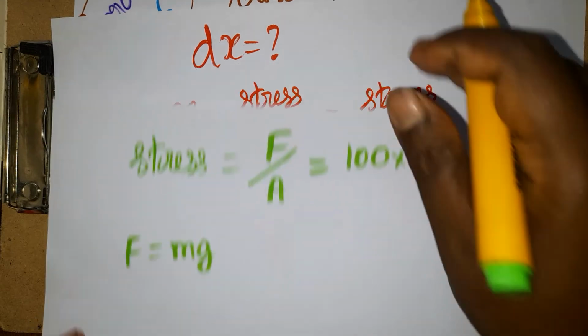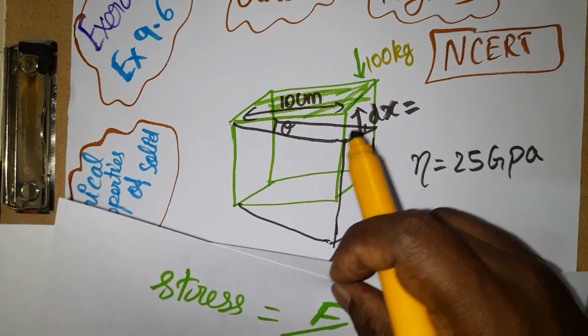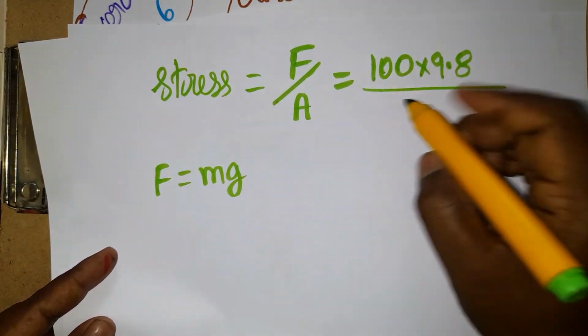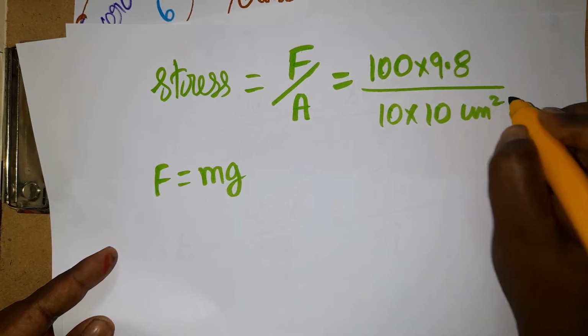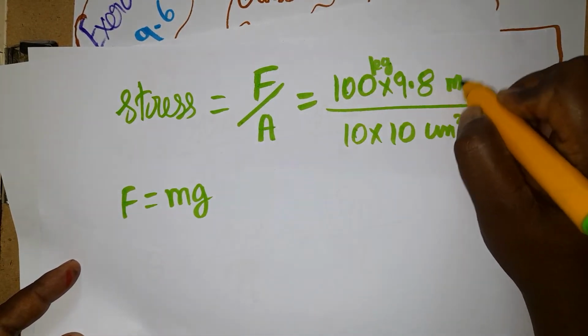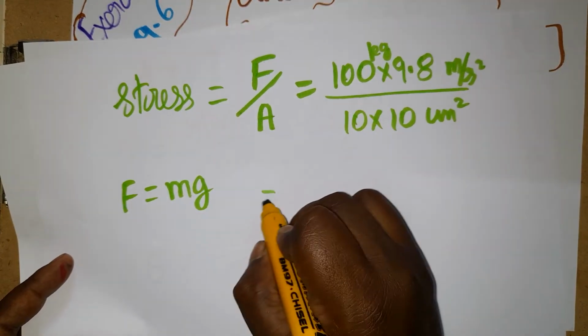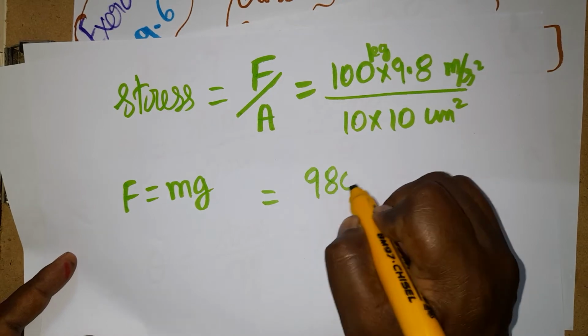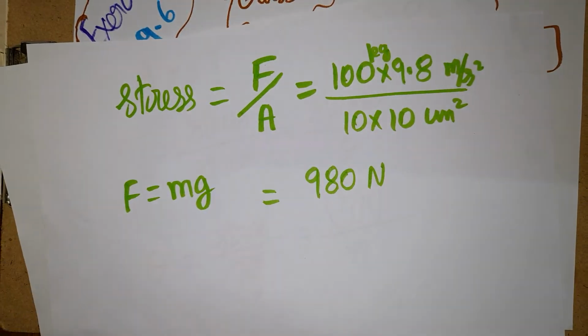Which area did I apply it on? I applied it on this area. So it's going to be length 10 centimeter, breadth 10 centimeter, which gives centimeter square. Also here the mass is in kg and acceleration is in meter per second square. Now this multiplication gives 980 Newton in the numerator, the force.